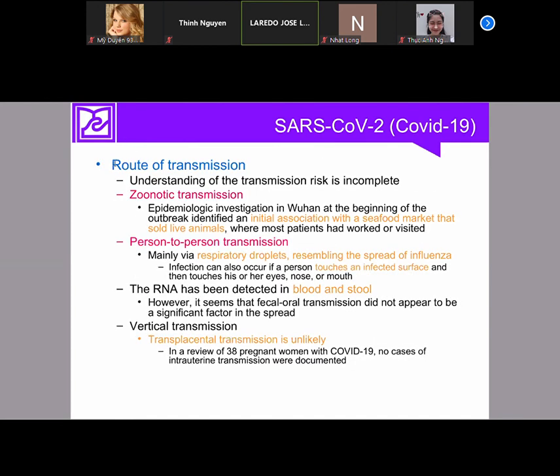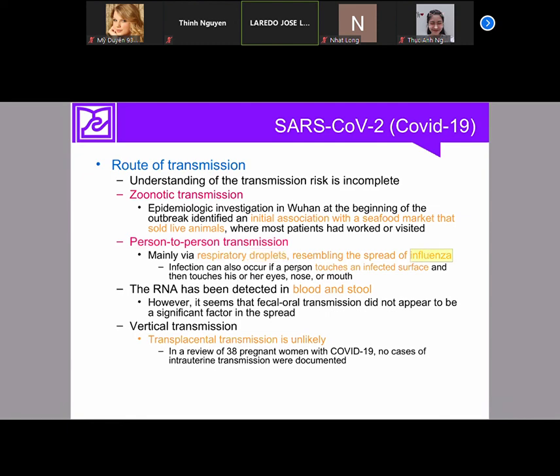The route of transmission of the new coronavirus, we don't know very well because we don't have much experience. It seems that in the beginning, the transmission was zoonotic. We don't know the animal, but we know that the first cases of the new coronavirus appeared in a seafood market in the city of Wuhan. This is what we know. Zoonotic transmission from animals to humans. And later, the transmission was from person to person through droplets, in a way very similar to influenza.